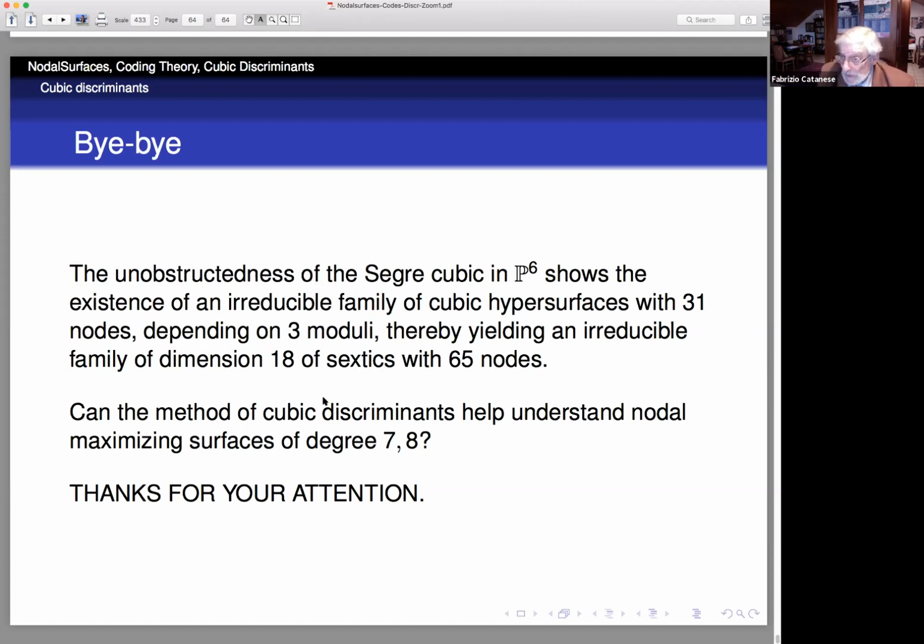So 3 moduli. Now I don't know exactly whether this Peterson constructed a 3-dimensional family. It should be the same. Then there is another family, because I take the Segre cubic, which has 35 nodes.